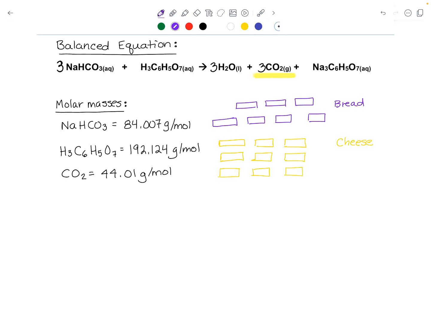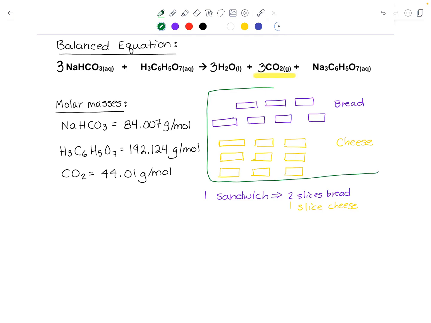So one sandwich, right? Oops. Let's make that one word. It uses 2 slices of bread and 1 slice of cheese. So, if I'm starting with these materials here, how many sandwiches can I make?